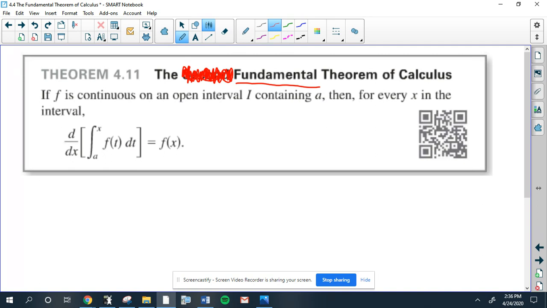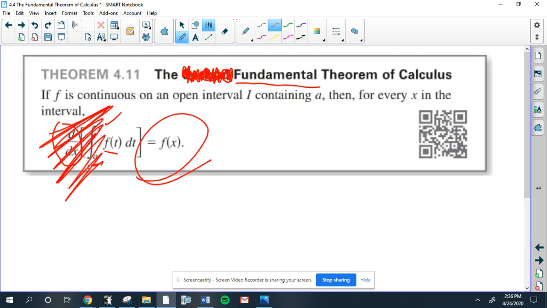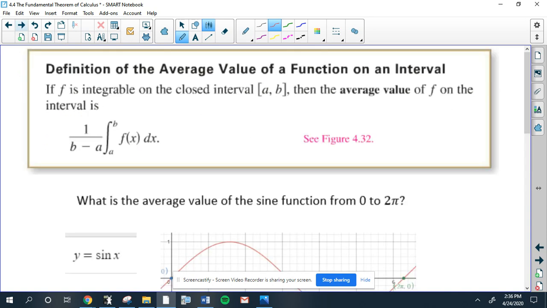And you can see that here. We're taking the integral of this function f from some constant a to x. If you were to take the derivative of that function, it basically undoes the integral, and you're just left with f of x. We'll stop there with that and go right on to the average value of a function, which is a little bit more concrete, something that we can apply.